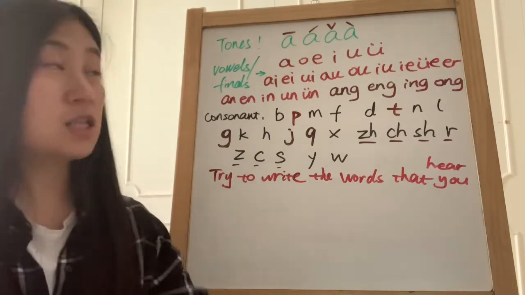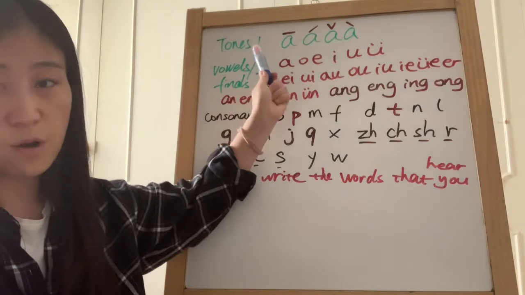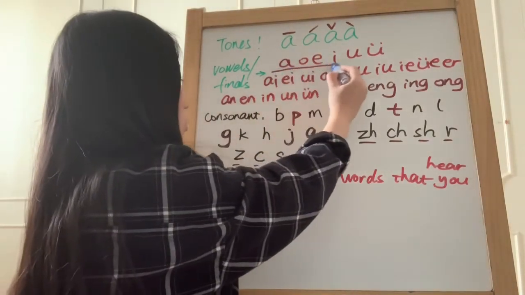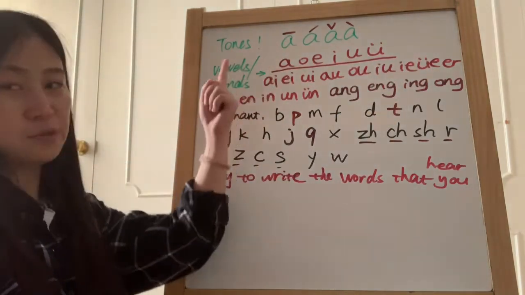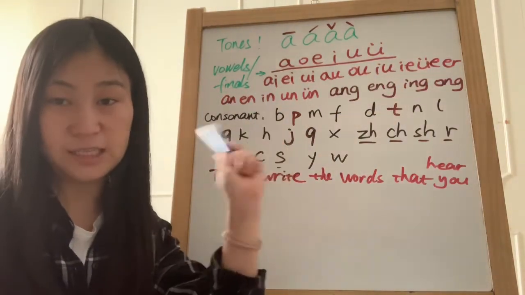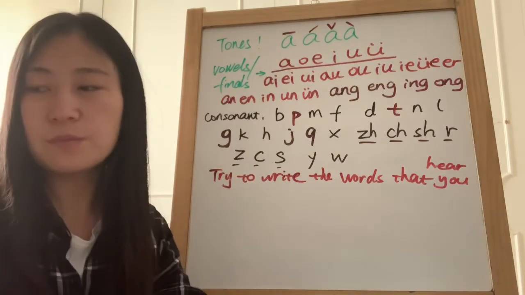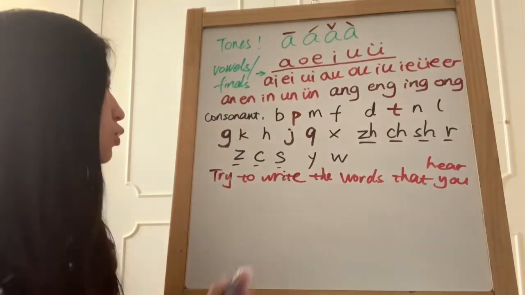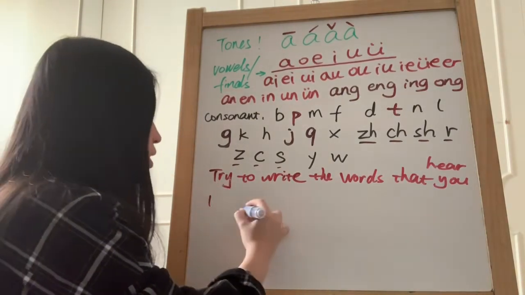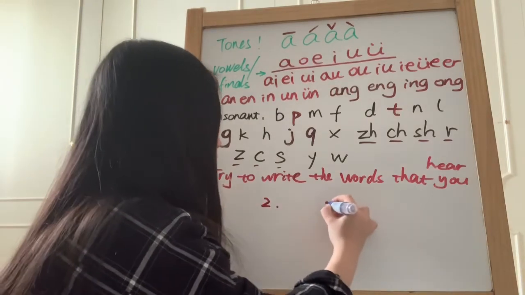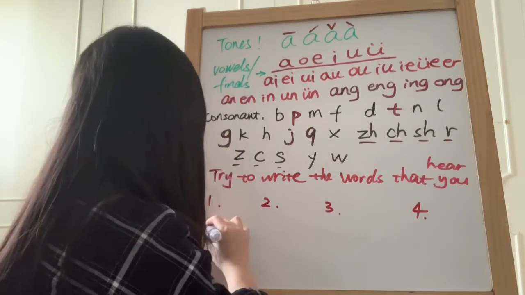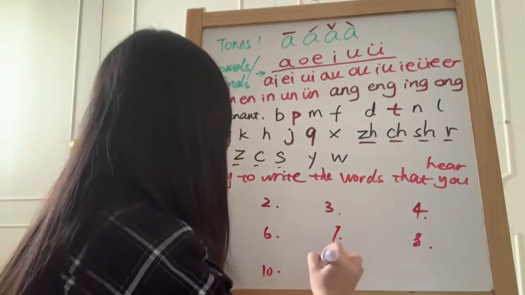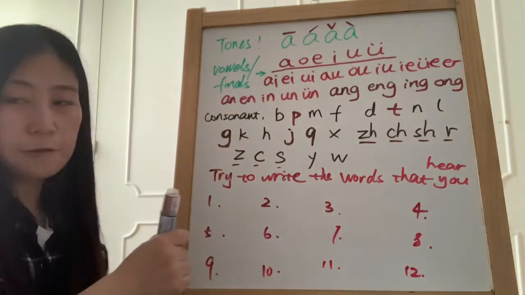Don't forget the tones. Okay, remember where we put the tones? We put the tones according to this sequence. Whichever letter comes first, we put the tone on it. Okay? Alright, are you ready? There are 12 of them, okay? So you've got to write 1, 2, 3, 4, 5, 6, 7, 8, 9, 10, 11, and 12.